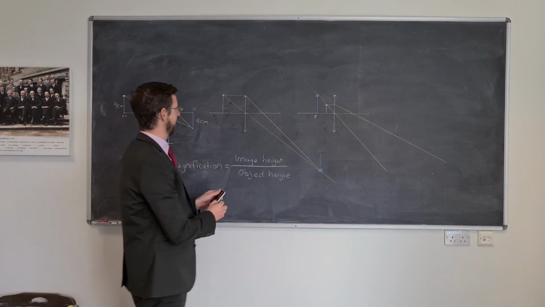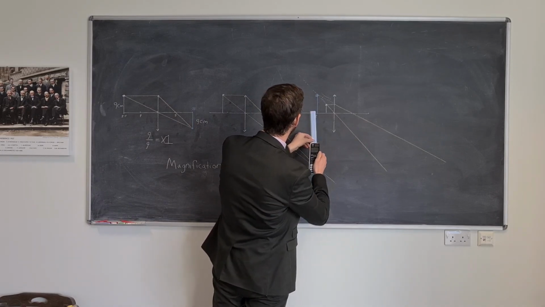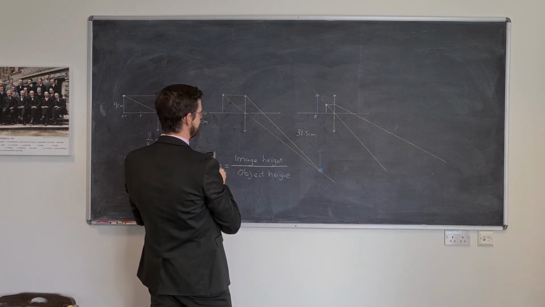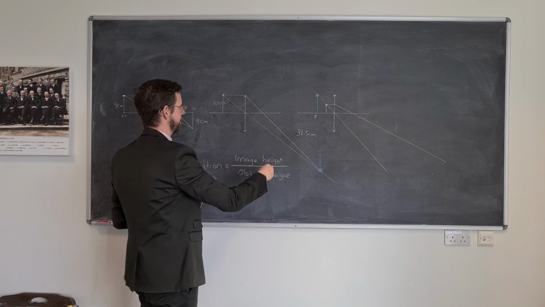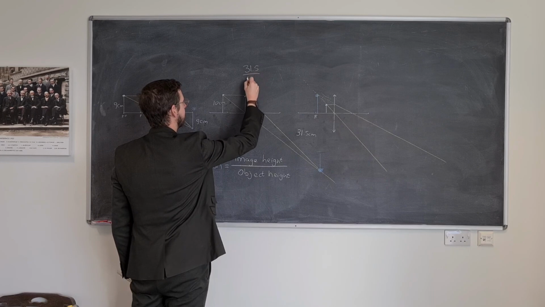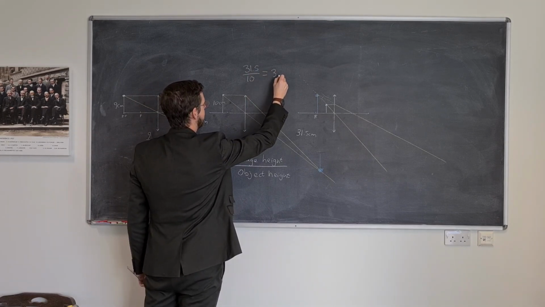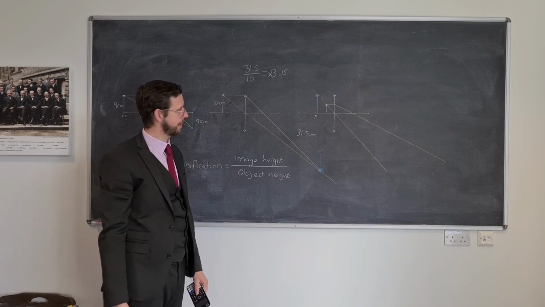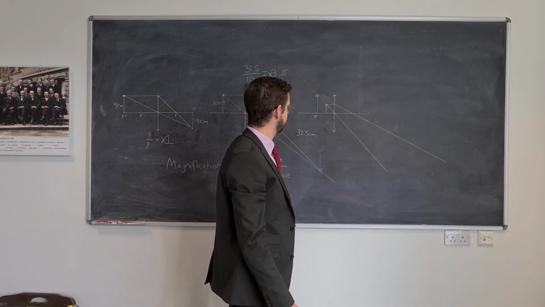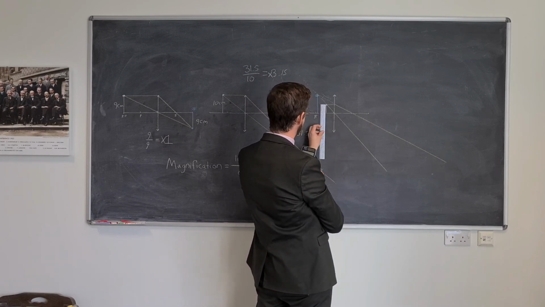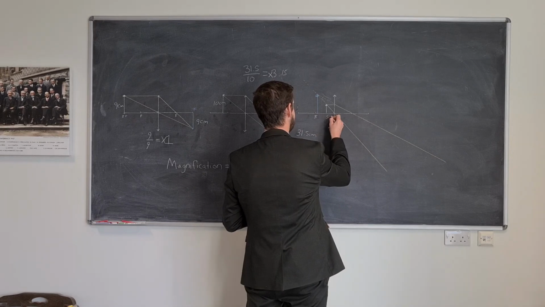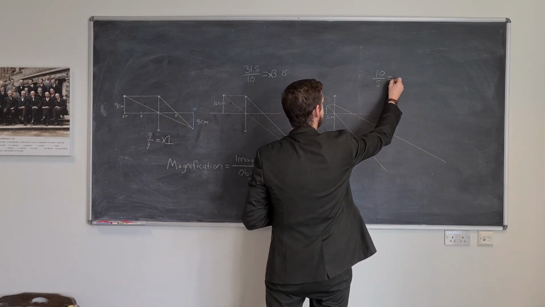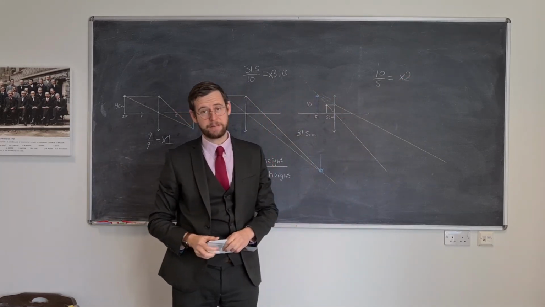What about this great big thing? Well, the image height is 31.5 centimeters, and the object height is about 10 centimeters. And so therefore, 31.5 divided by 10 is going to equal 3.15. It has made, in this case, the image 3 times larger, magnification of times 3. Here, even though this is a virtual image, we can still apply the same formula. The object height is 5 centimeters, and the virtual image height is 10 centimeters. So this would be 10 divided by 5, which is equal to 2. So this has magnified it by a factor of 2.